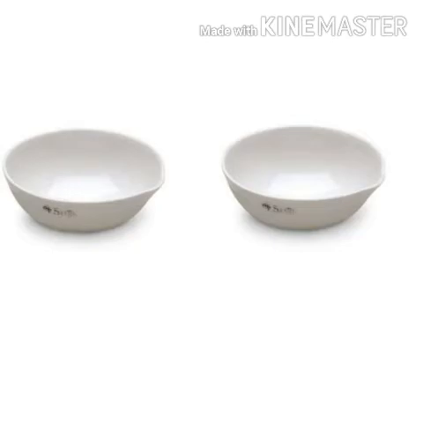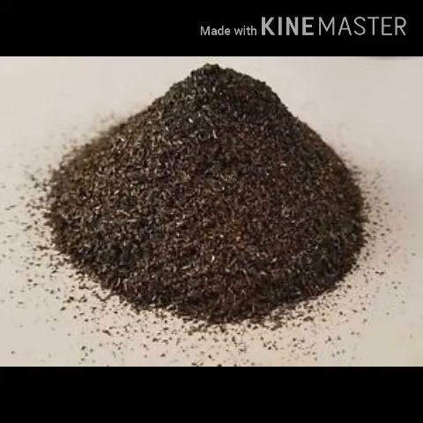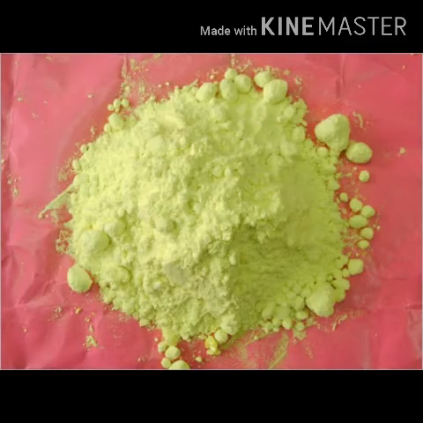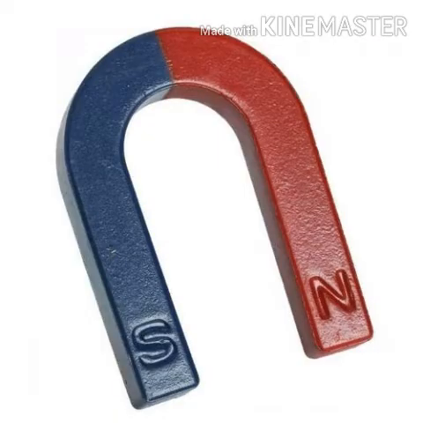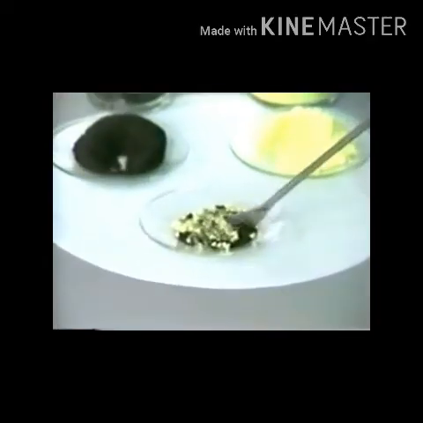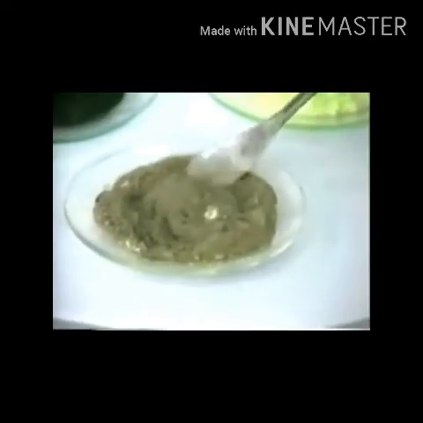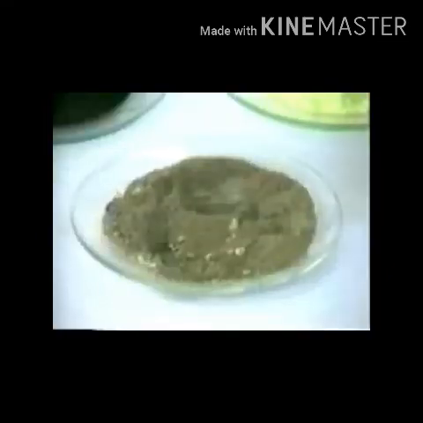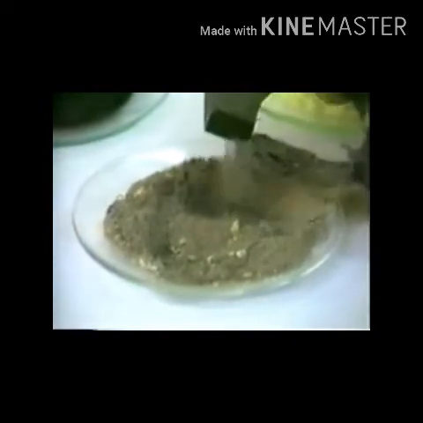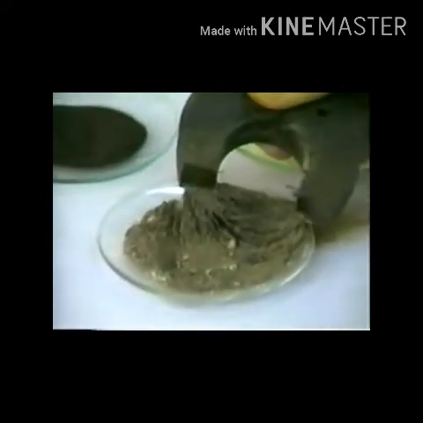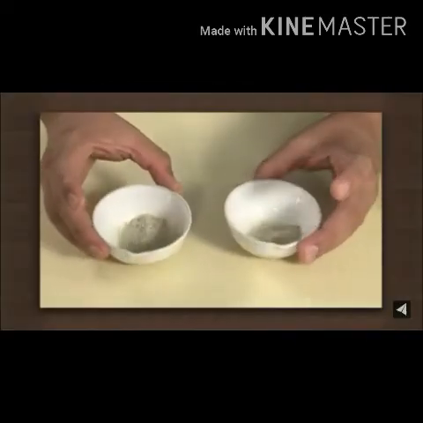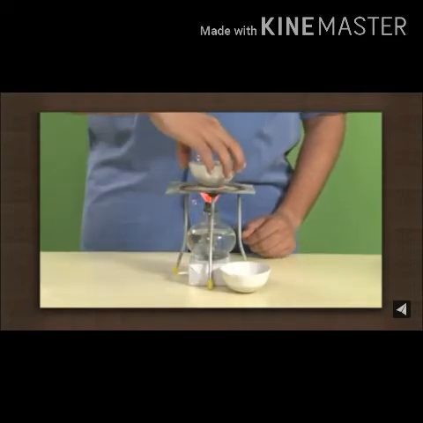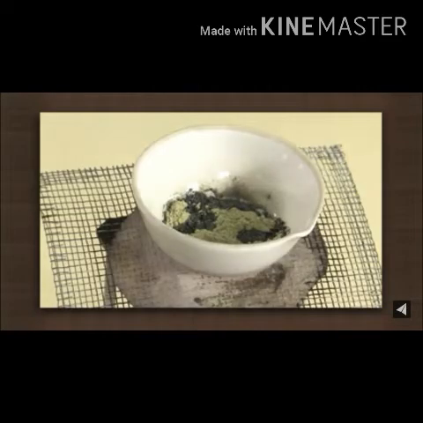Take two evaporating dishes. Take 7 gram iron filings in the first dish and 4 gram sulfur in the second. Take a horseshoe magnet near the matter in both the dishes and observe. Transfer the entire iron filings from the first dish to the second. Stir with the glass rod and observe by taking the horseshoe magnet near the matter. Also observe the color of the matter. Now heat the matter in the second dish and observe the color change in the matter.